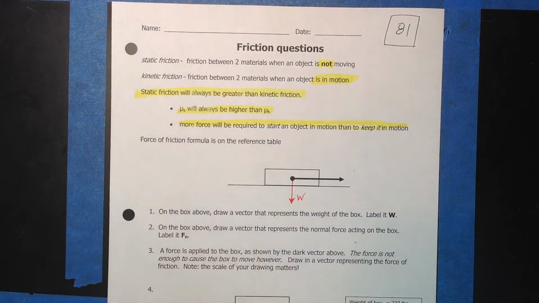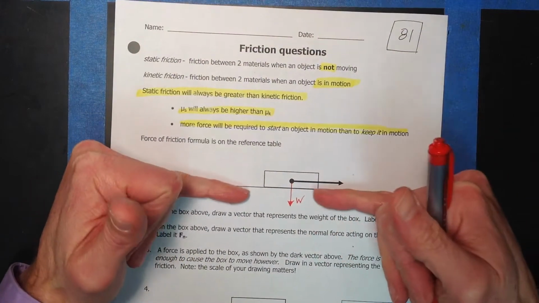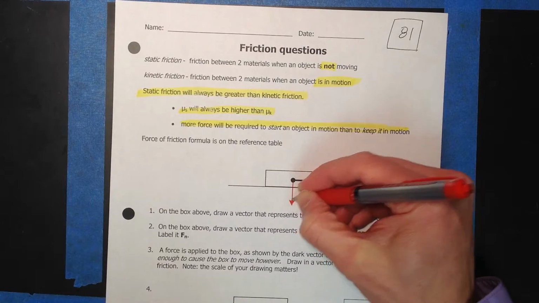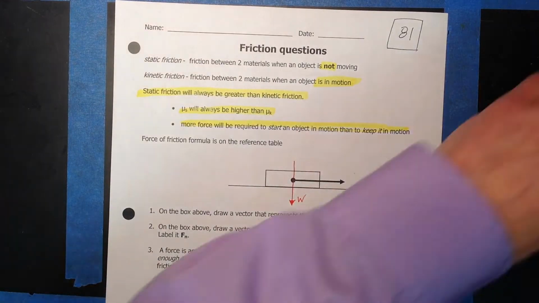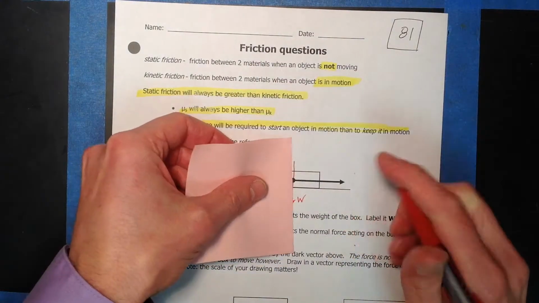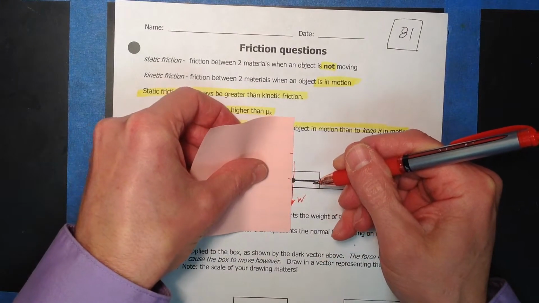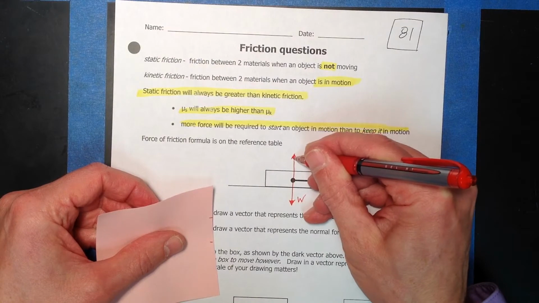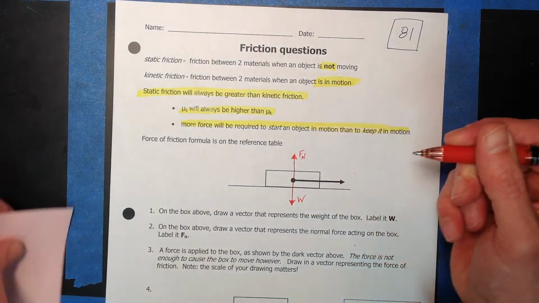And then 2, on the box above, draw a vector that represents the normal force acting on the box. Normal force is basically the surface here, if it's the table or the floor, pushing back on the box, and it's going to be opposite and equal the weight. So I'm going to try my best, and maybe I will even mark it here to sort of get the length right, and then I'm going to make it go right to there to show equal and opposite the weight, and that is the normal force is what that's called.